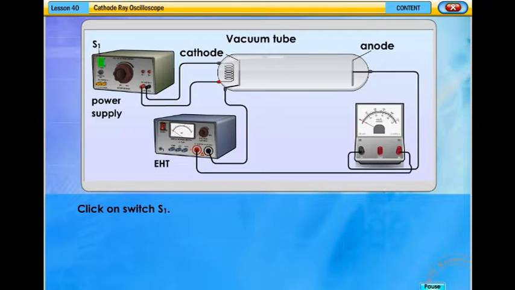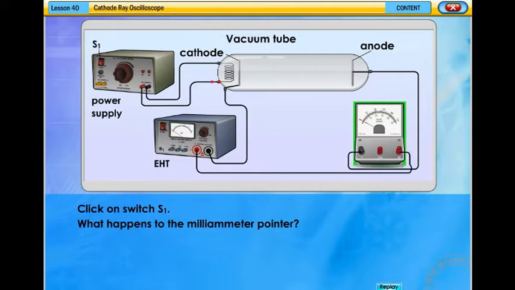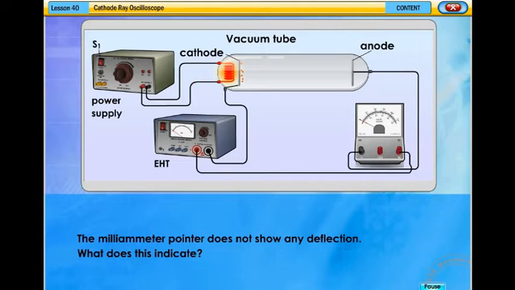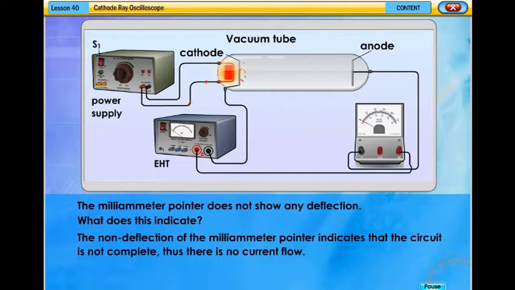Click on switch S1. What happens to the milliammeter pointer? The milliammeter pointer does not show any deflection. What does this indicate? The non-deflection of the milliammeter pointer indicates that the circuit is not complete. Thus, there is no current flow.